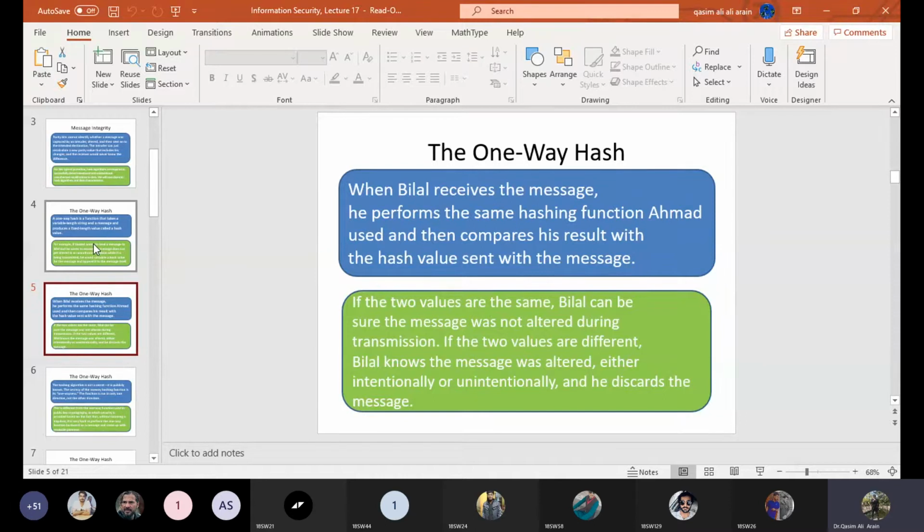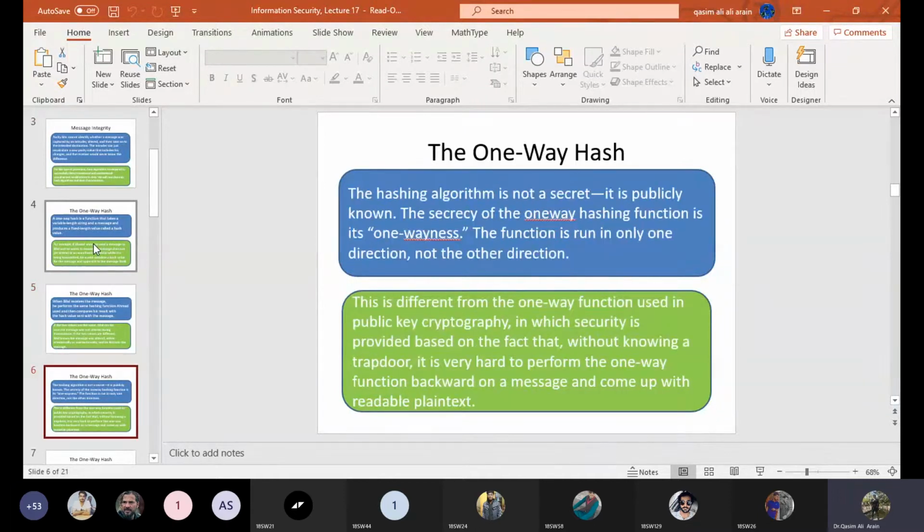If these two values are the same, this means that your message has not been modified. There is no modification made inside the data. But if there is some alteration in the value or some incompatibility between the values, this means that your data has been modified on the way, right? So if the two values are the same, Bilal can be sure the message was not altered during transmission. If the two values are different, Bilal knows that the message was altered either intentionally or unintentionally, and he discards the message, right? So this is the basic idea of a one-way hash.